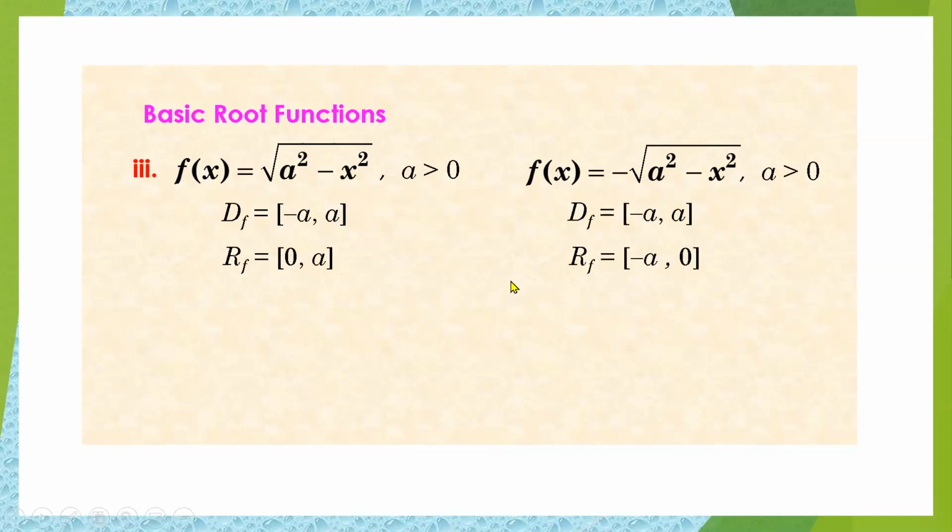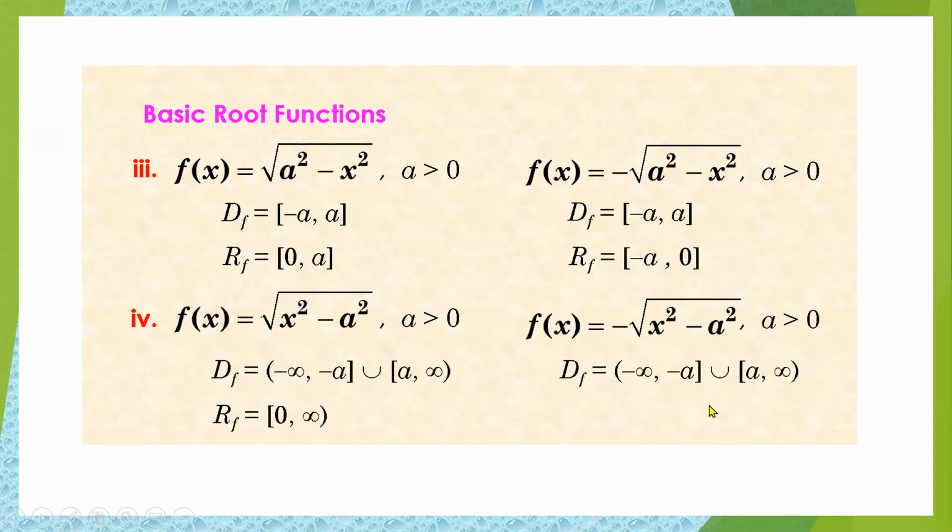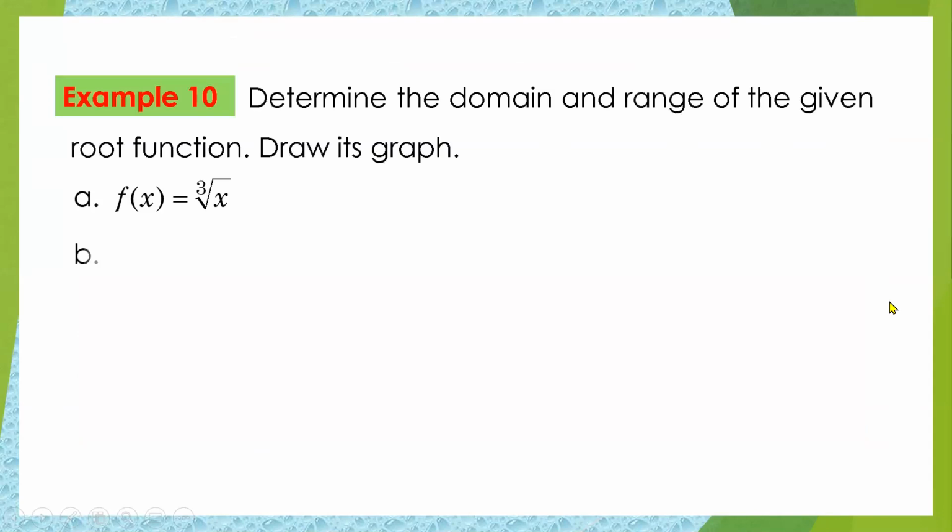Okay? So, semicircles. Then we have hyperbola, upper part, lower part. Their domains, so domain is negative infinity to negative a, union with a to positive infinity. Range 0 to positive infinity. For the lower part, same domain, but the range negative infinity to 0. Okay? So let's have the following examples.